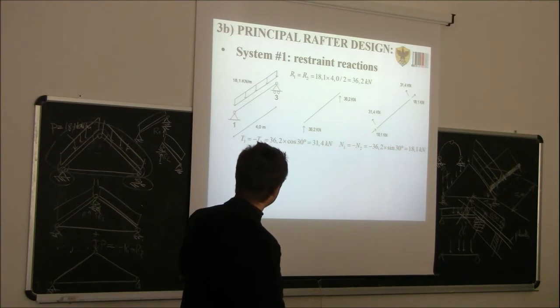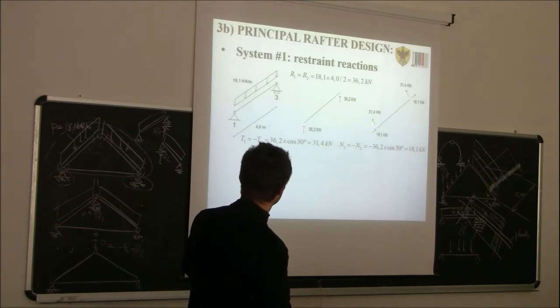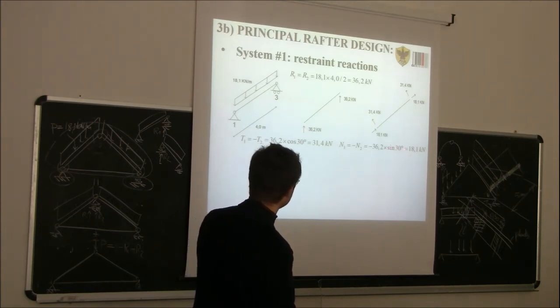So the axial component is 18.1 because it's 36.2 times sin of 30 degrees. So sin of 30 degrees gives 18.1.